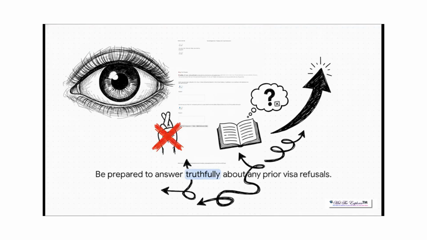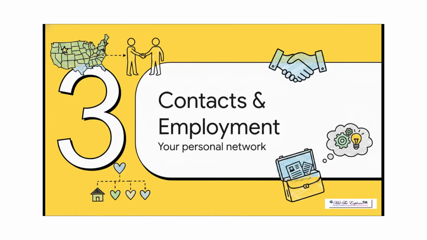Now, we have arrived at a really important question. Have you ever been refused a US visa before? It can be tempting to just click no, but whatever you do, don't. They have records of everything. Being honest and explaining what happened is always the best way to go. Trying to hide it is pretty much a guaranteed denial. Okay, so this next chunk of the form is where they really get to know you.